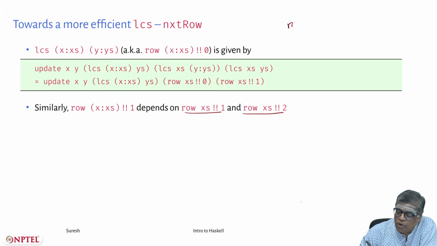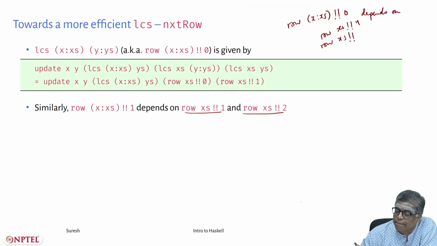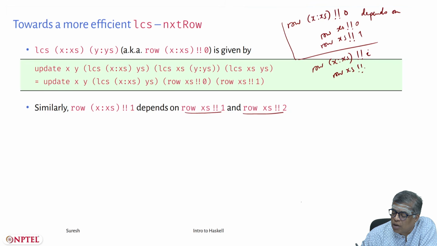So this is the thing, rho of x colon x's at 0 depends on... similarly, if I switch it, rho of x colon x's at I depends on rho of x's at I and rho of x's at I plus 1.